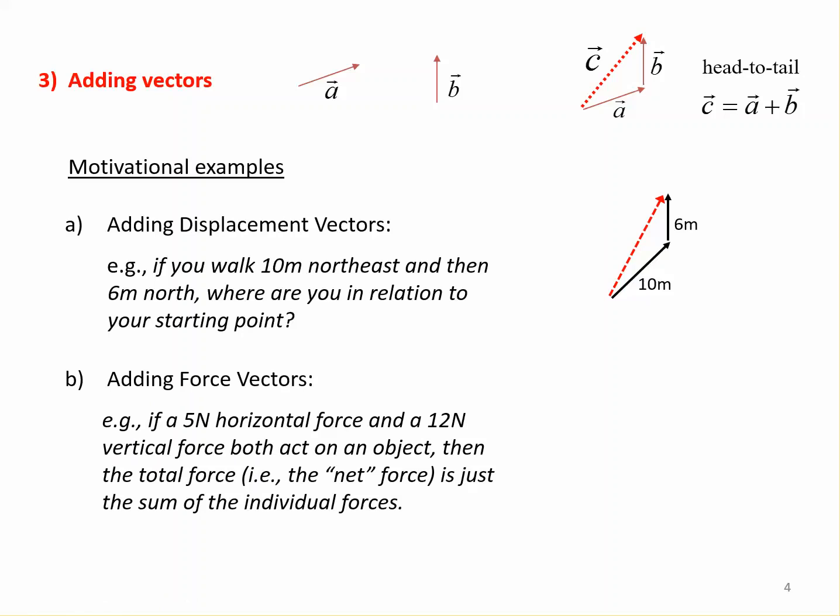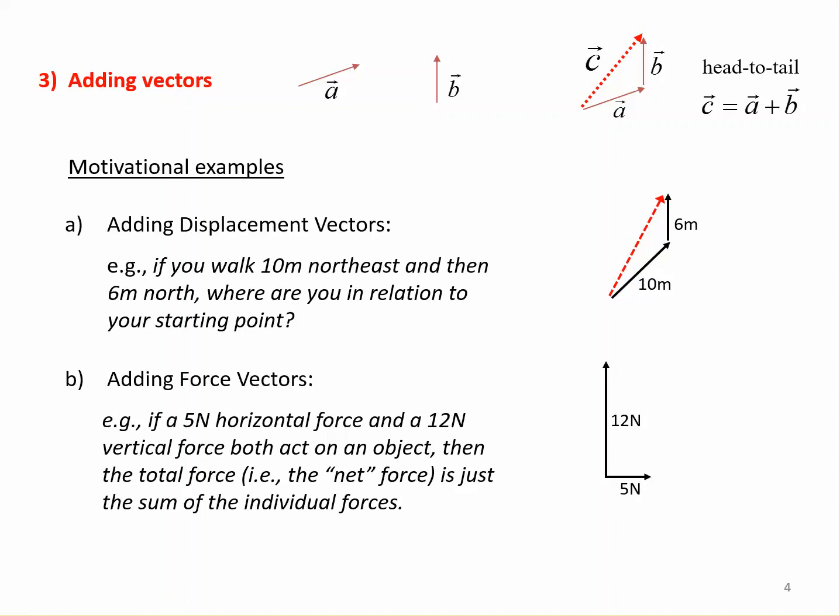Adding force vectors. Very often in physics, you'll have an object, but there's more than one force acting on that object. And we want to know what the total force or the net force is on that object. So we want to add the individual force vectors together. So for example, let's say there's a 5 Newton force on an object pushing to the right. And at the same time, there's also a 12 Newton vertical force pushing on the object. So both of these forces are acting on the object simultaneously.